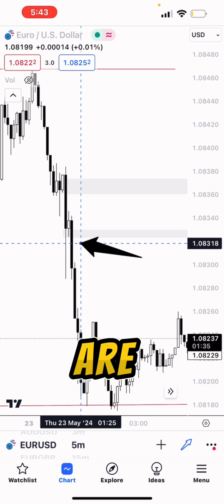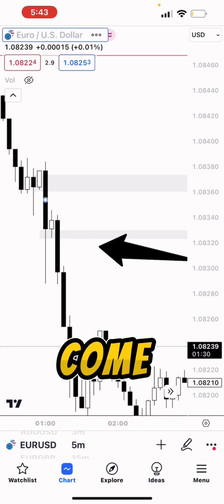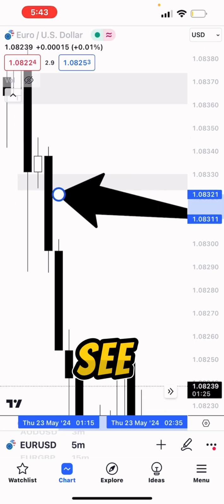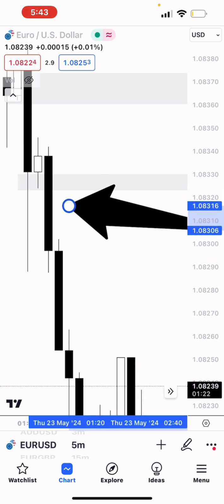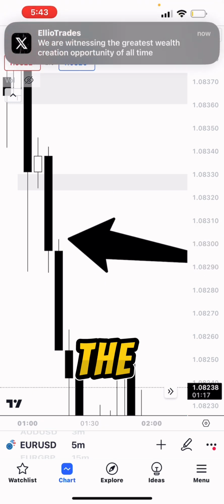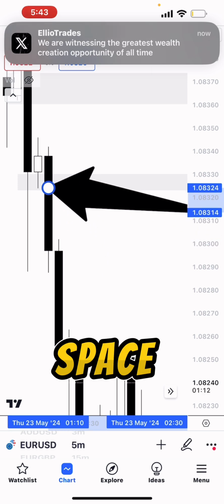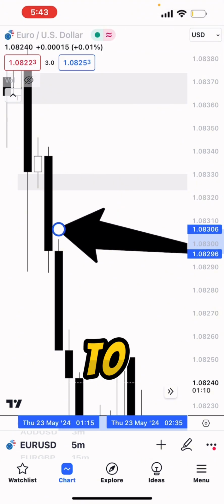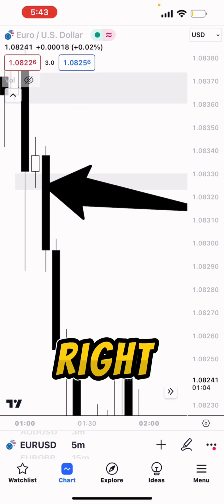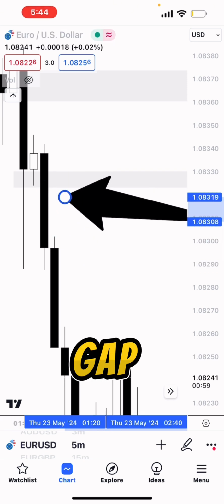These are gaps that are left behind by the market because there haven't been any wicks to come and tap into these areas. Specifically here, you see where the black arrow is pointed, at that little black line of the candle, the wick of the candle, and I'm moving it upwards, and now that's the new wick. The space in between those two wicks, this was the first wick and this was the second wick right there, represents a gap space.